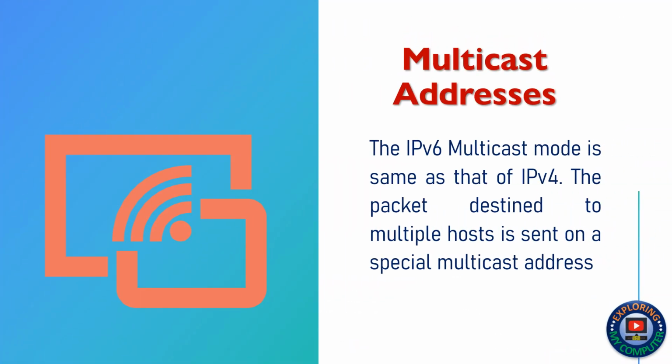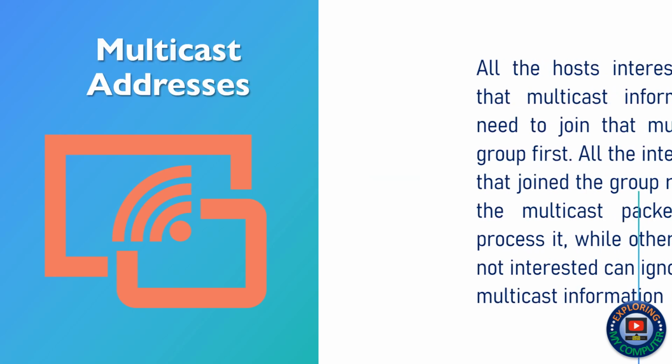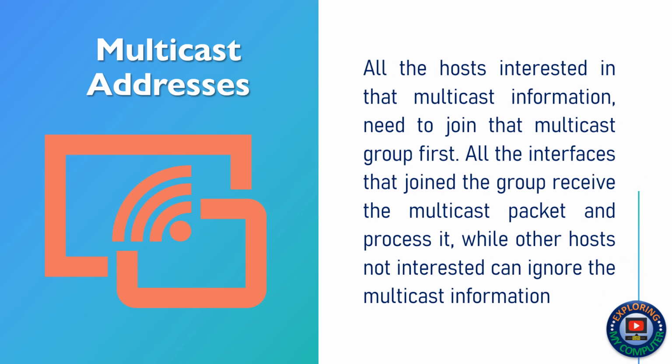The IPv6 multicast mode is the same as that of IPv4. The packet destined to multiple hosts is sent on a special multicast address. All the hosts interested in that multicast information need to join that multicast group first. All the interfaces that join the group receive the multicast packet and process it, while other hosts not interested can ignore the multicast information.